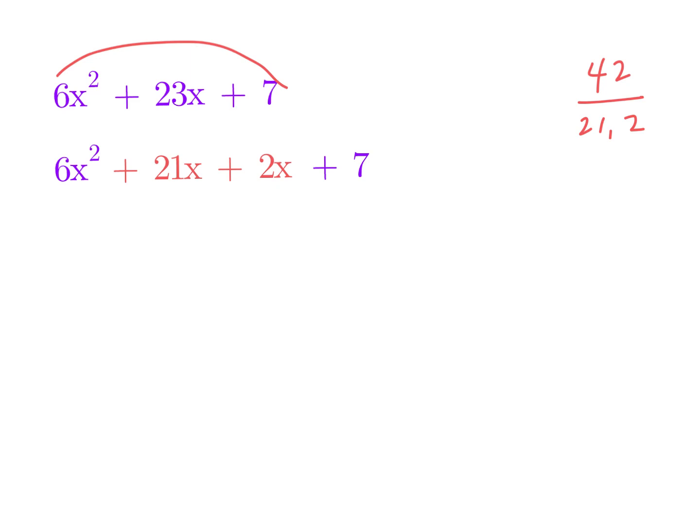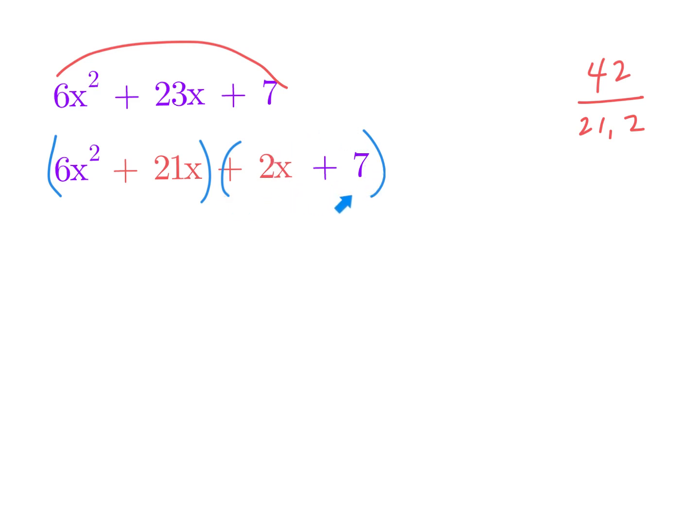All right, so you're going to group. So I'm going to put those two together. My common factor here is what? 3x. Okay, what about over here? It's just 1. Okay, I do need the 1.